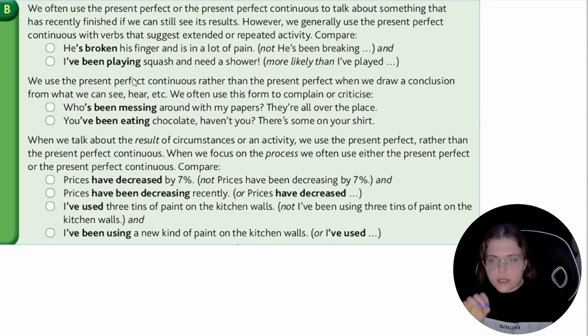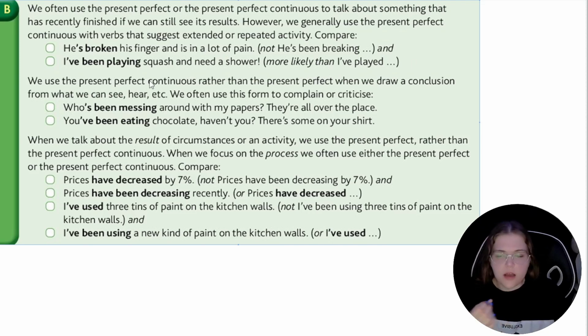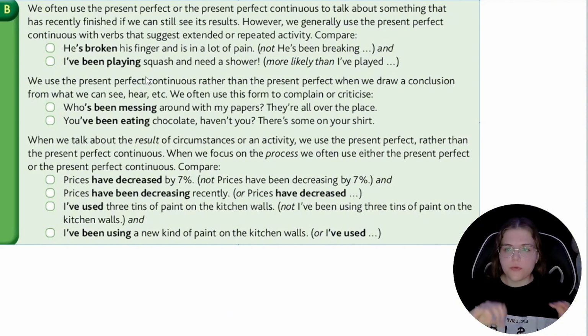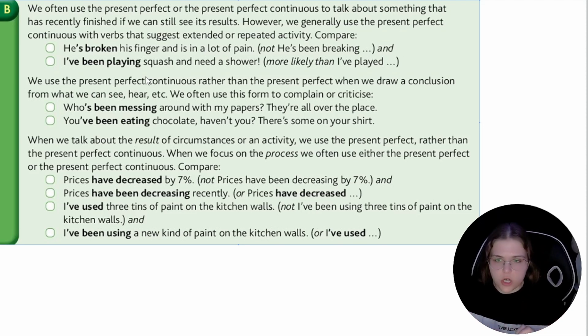I have been playing squash and need a shower. More likely than I've played, but it's still correct. I've been playing, and the result is that I need a shower, but I have been playing maybe for 3 hours. That is why I need a shower. The duration is quite obvious here, I think.